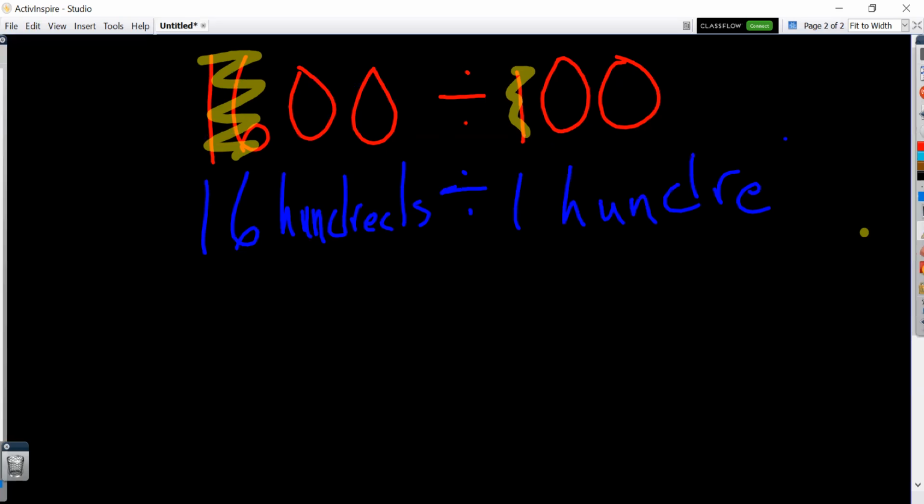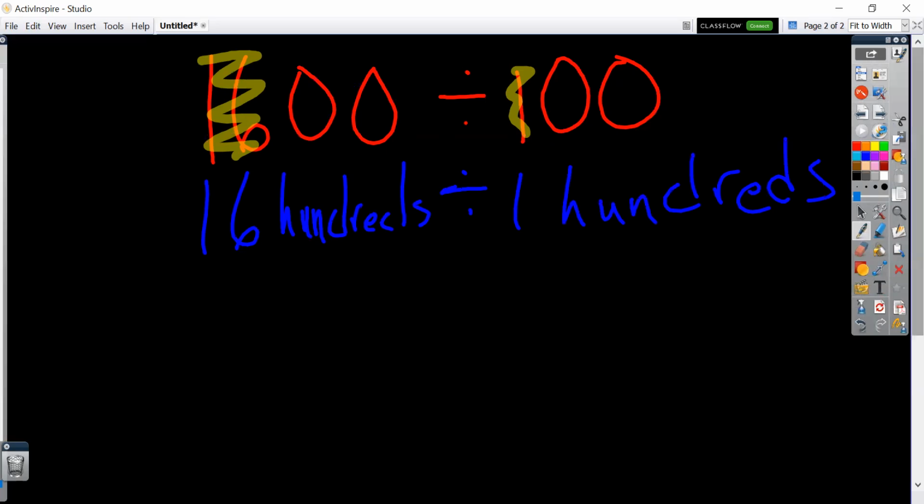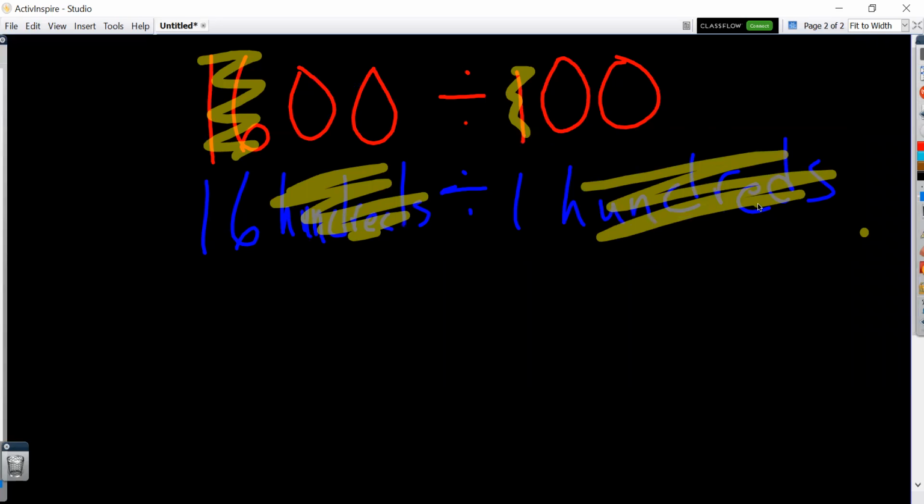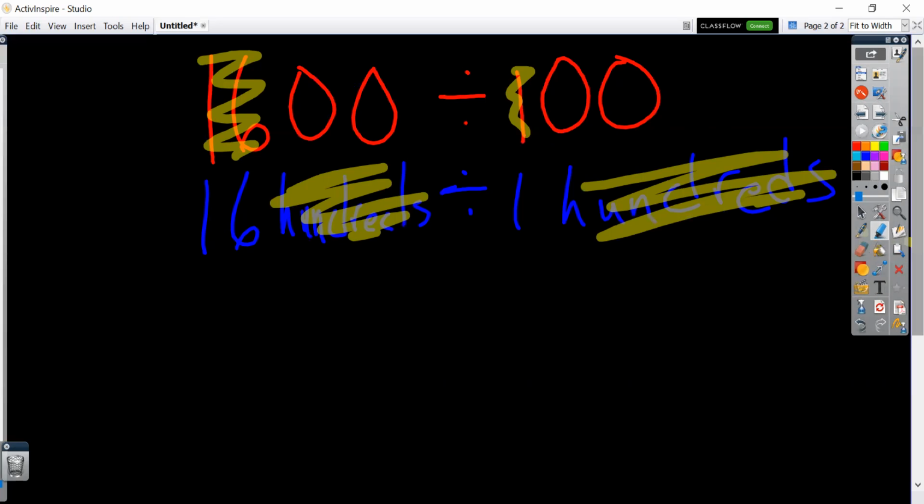Now, what we did is made it a little bit simpler because now we can see what's hundreds divided by 100, or what's 100 divided by 100. Yeah, it's just 1. So those cancel each other out. So now we're really just thinking about 16 divided by 1, which is 16.